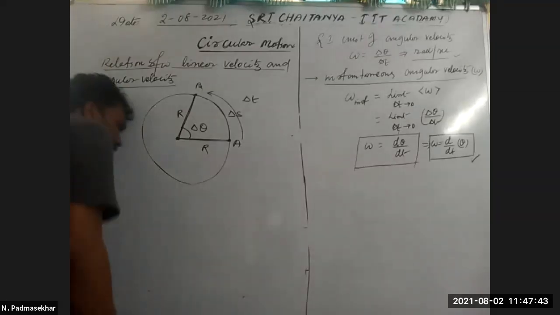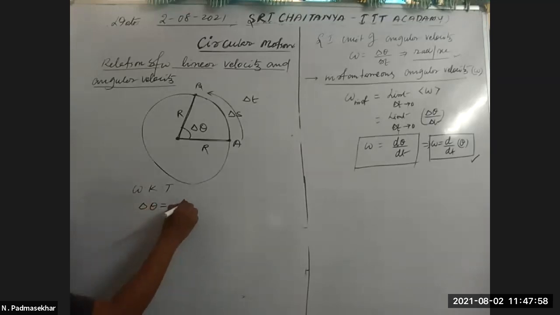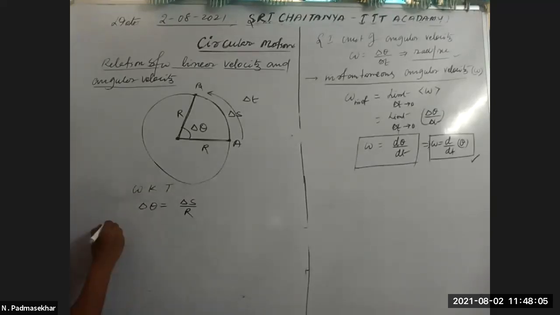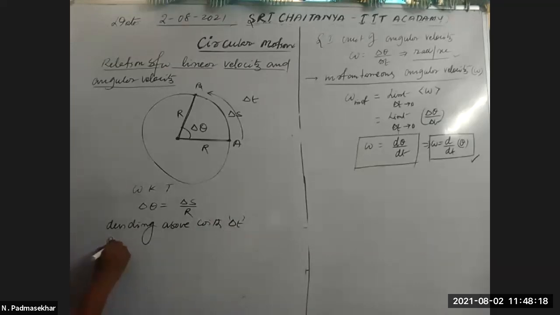So we know that delta theta is equal to delta S by R. Delta theta is equal to delta S by R. Dividing both sides by delta t.